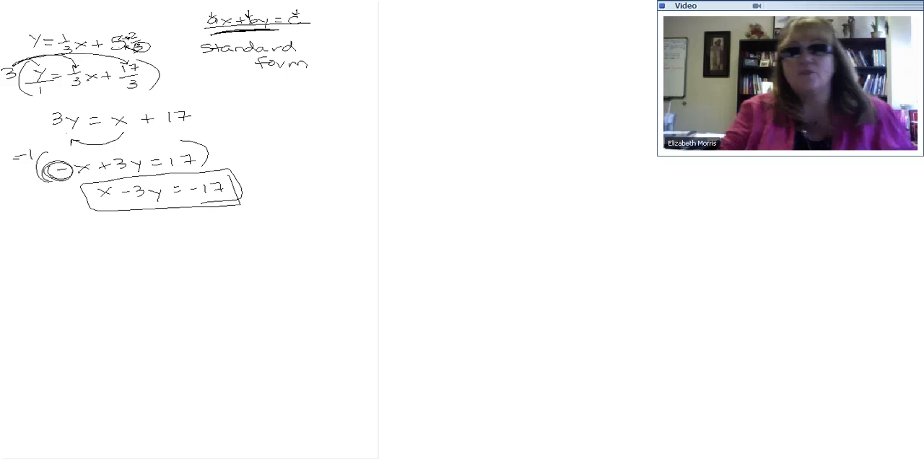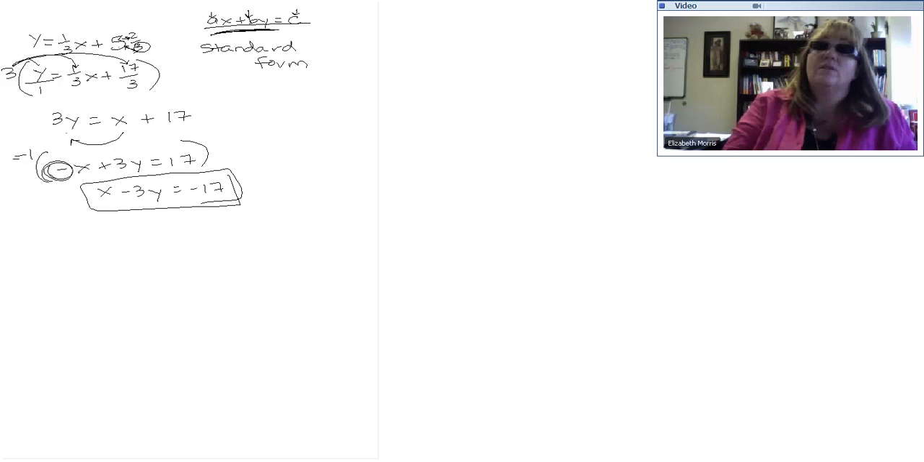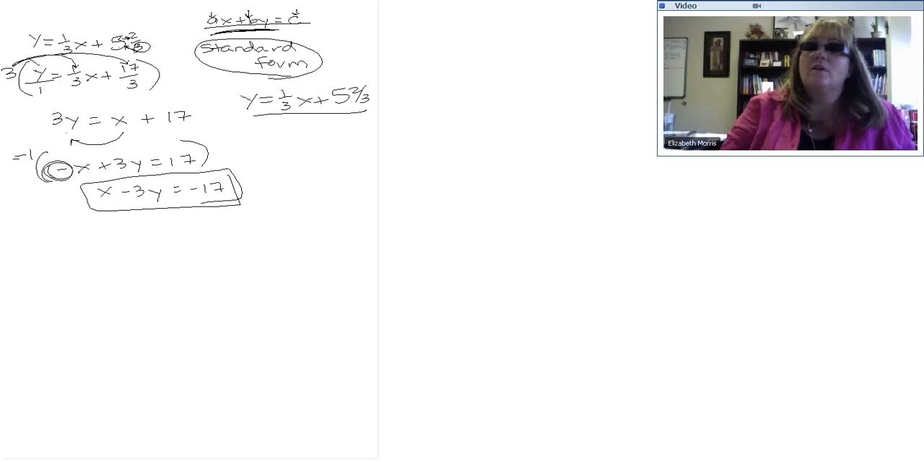All that for standard form. And I realize that was a lot. I'm sorry. I am okay with the y equals mx plus b. Y equals 1/3 x plus 5 2/3 or 17/3. I'm fine with it. But if what you're working with in my math lab asks for standard form, you have to get rid of the fraction, move the stuff over, and make sure x is positive.